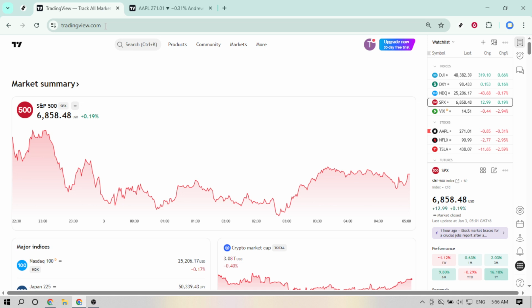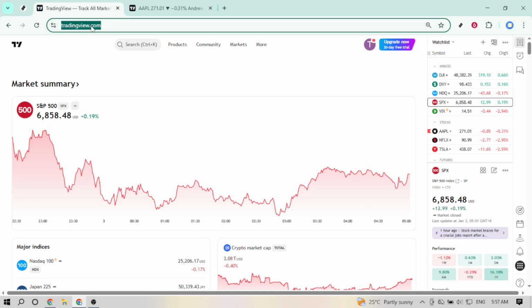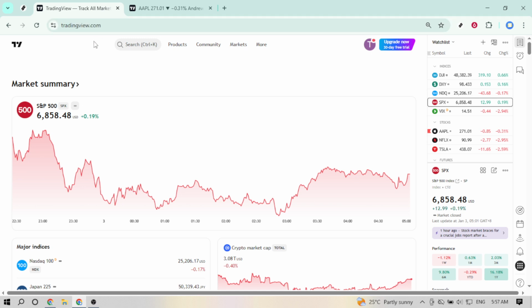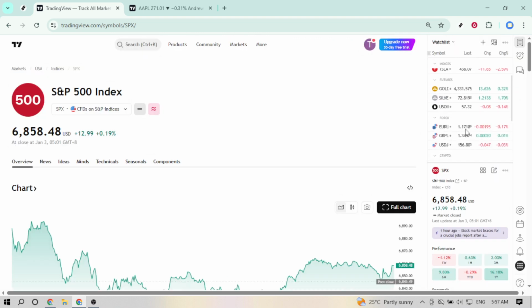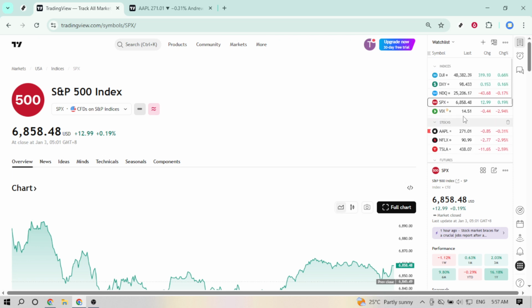Start by heading to tradingview.com in your browser. TradingView is a web-based charting platform, so you don't need to install anything. Once the site loads, you'll see the main charting interface, and on the right side, a watch list with a variety of symbols. Use that watch list to pick the market you want to analyze. You can select a stock, a crypto pair, a forex pair, anything available in your watch list. Clicking the symbol will load its chart in the main area.